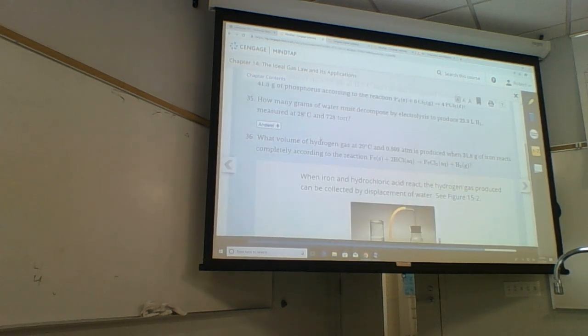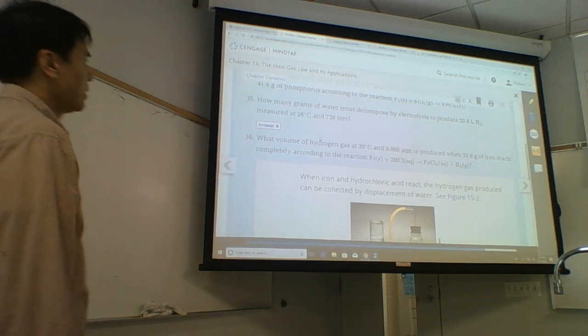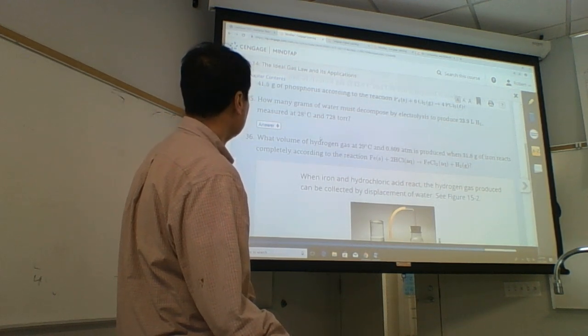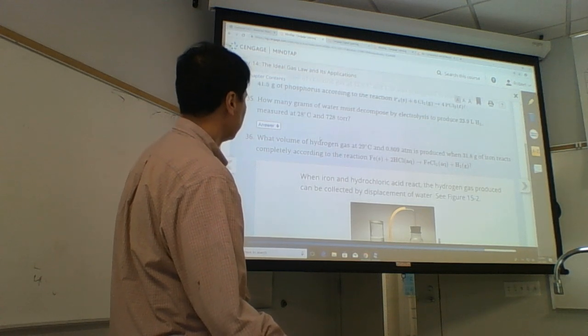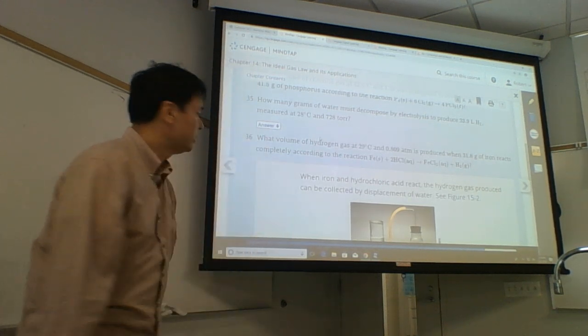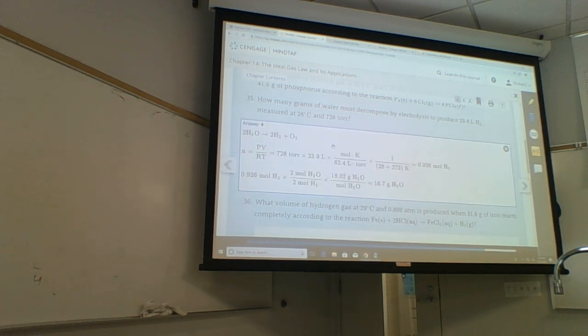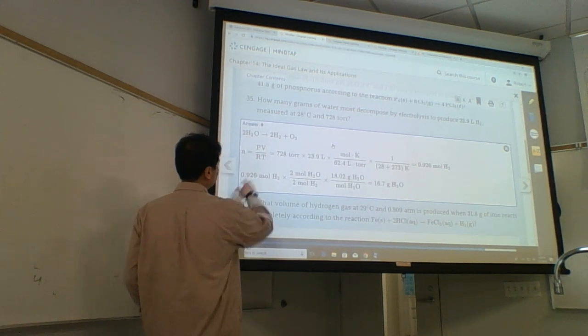So it's similar. How many grams of water must decompose by electrolysis to produce 23.9 liters of hydrogen measured at 28 degrees C and 728 torr? So we need the balanced chemical equation for this. That would be shown here. 2 waters yields 2 hydrogens plus an O2.